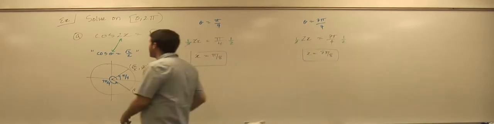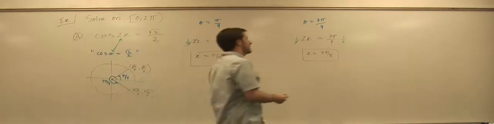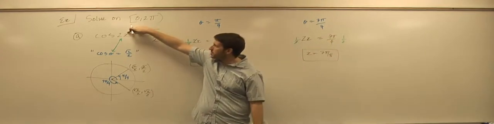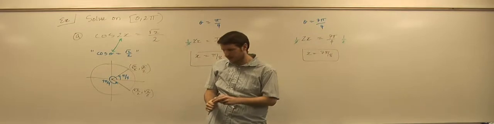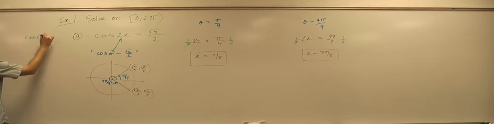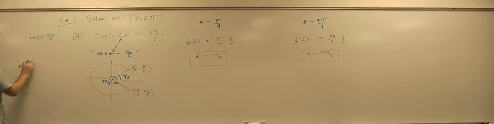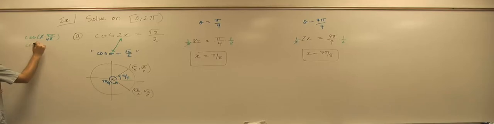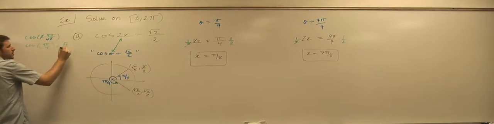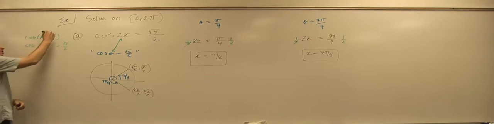So what I mean is, for example, what happens if I try 9 pi over 8? What happens if you put 9 pi over 8 in for x? Cosine of 2 times 9 pi over 8. Do you see that this 2 and this 8 are going to cancel and leave you with a 4 on the bottom? What's cosine of 9 pi over 4? 9 pi over 4 lands here. Cosine of 9 pi over 4 is root 2 over 2. So 9 pi over 8 should be another solution.